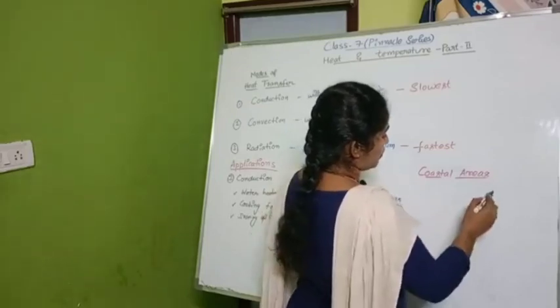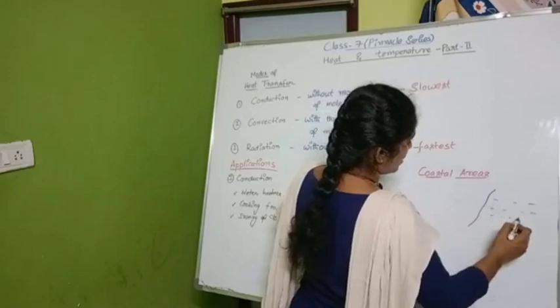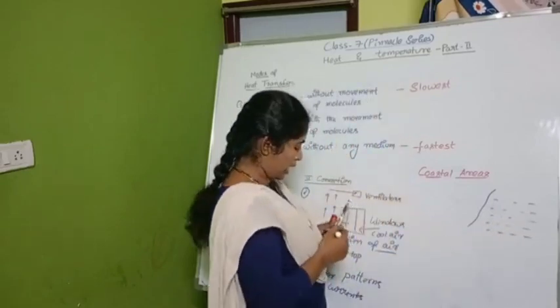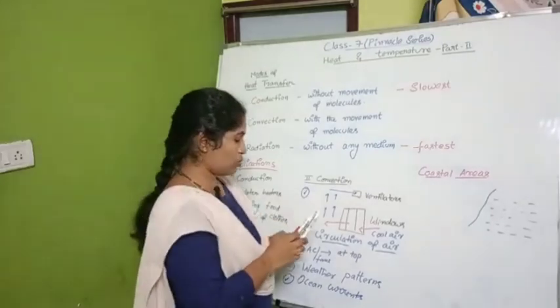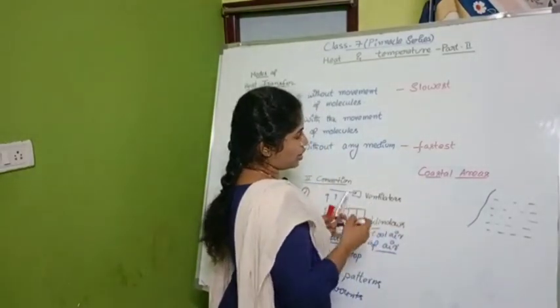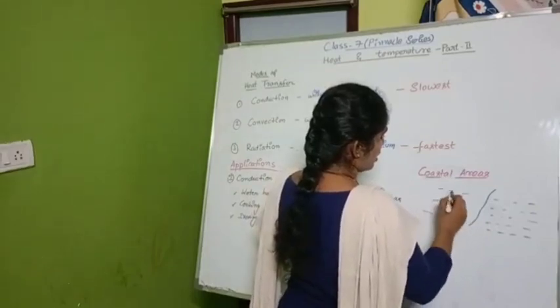So think of the coastal area. What is this? This may be ocean, this may be sea, a water body. The land which is next to the sea, we call it coastal areas. And this is the land. This is land.